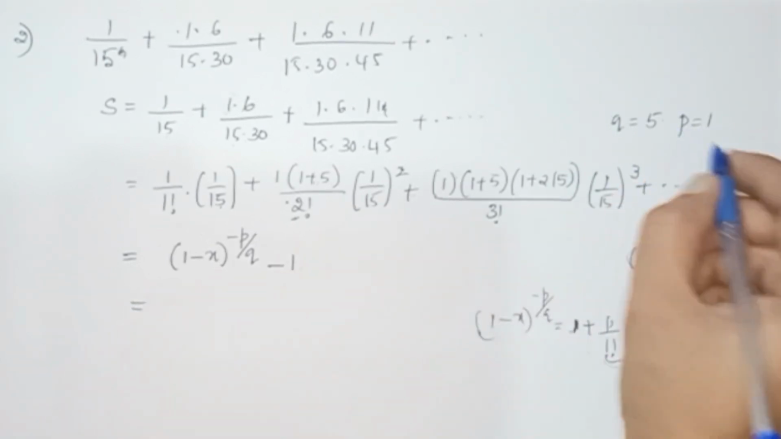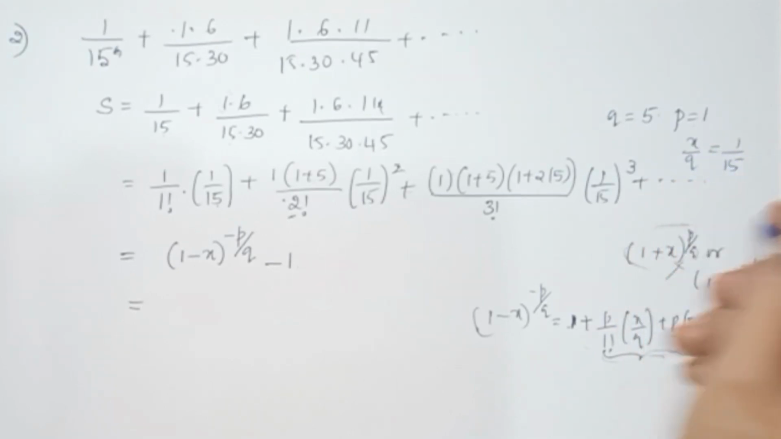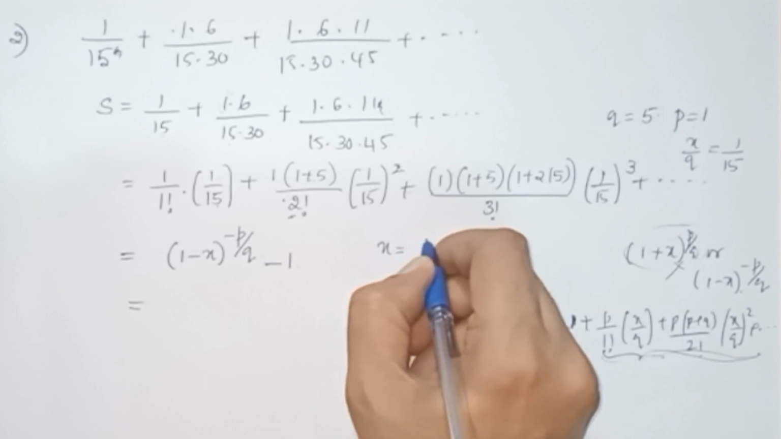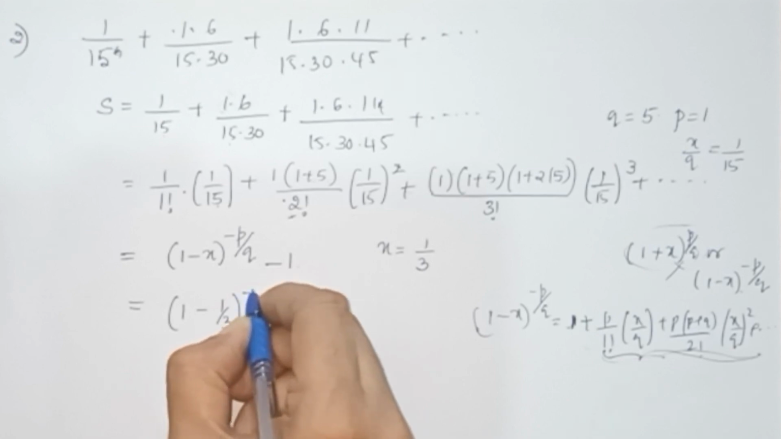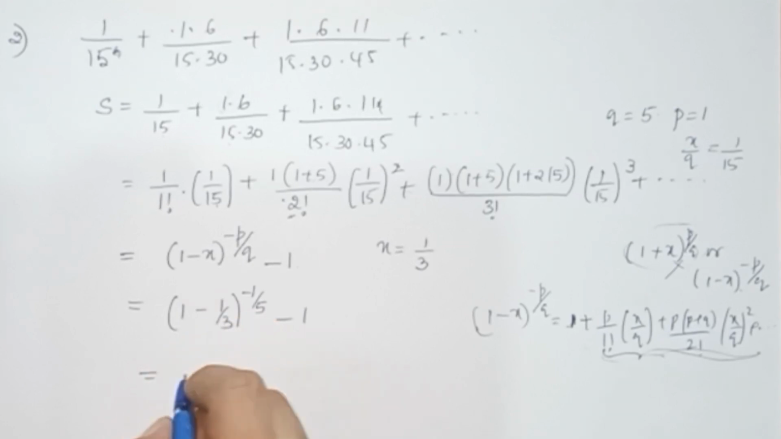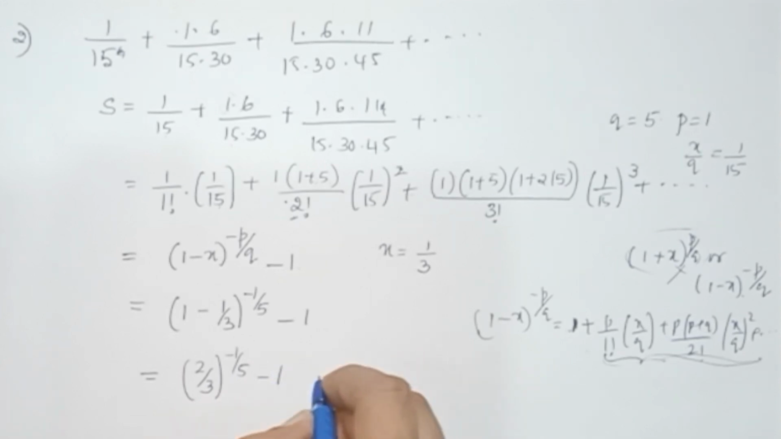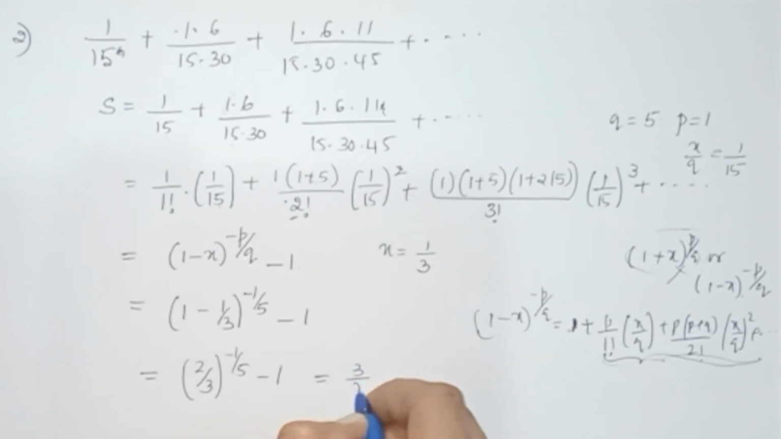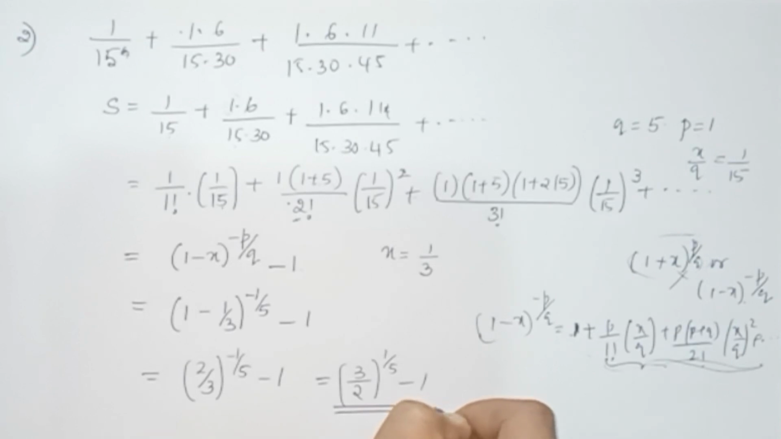This is equal to, we got the value of pq, then x by q is 1 by 15, so this gives you x equal to 1 by 3. So substitute: 1 minus 1 by 3 to the power minus 1 by 5 minus 1. So this is equal to 1 minus 1 by 3, means 2 by 3, to the power minus 1 by 5 minus 1. So this is equal to 1 by (2 by 3) to the power 1 by 5, that is (3 by 2) to the power 1 by 5 minus 1. So this is the summation of the given infinite binomial series.